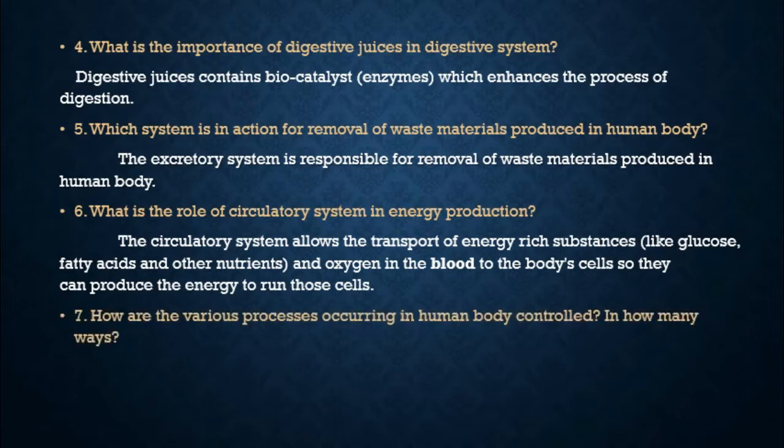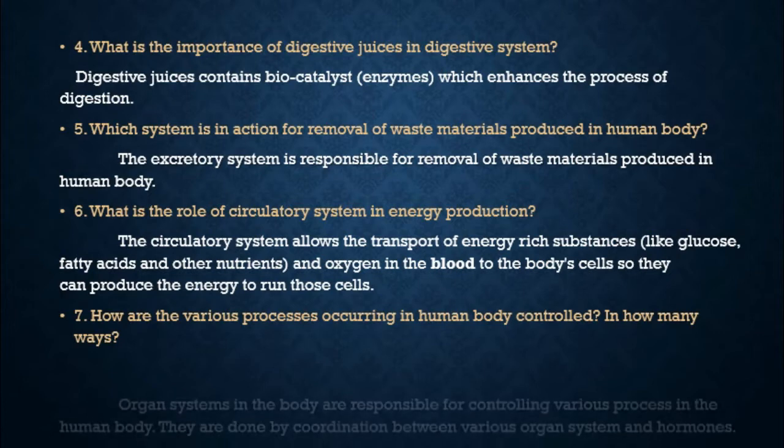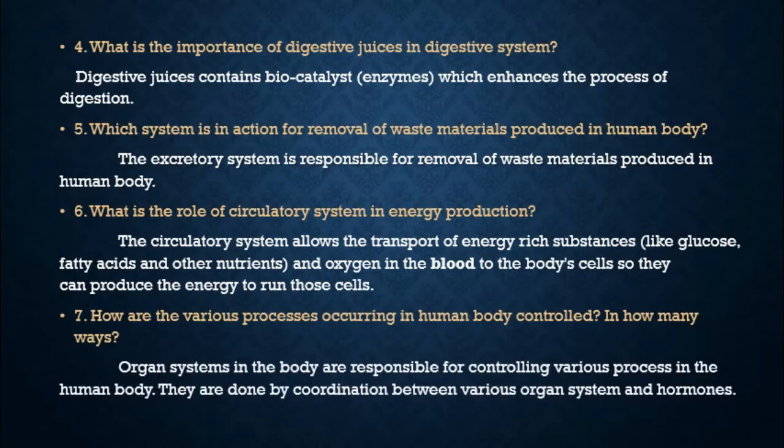How are the various processes occurring in the human body controlled, and in how many ways? Organ systems in the body are responsible for controlling various processes in the human body. They are done by coordination between various organ systems as well as hormones. Hormones are otherwise called chemical coordinators.